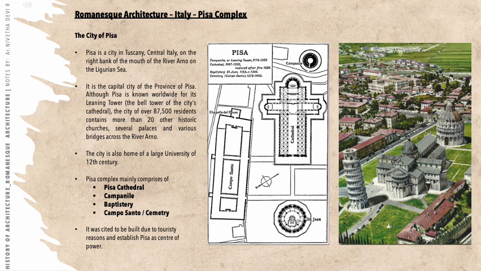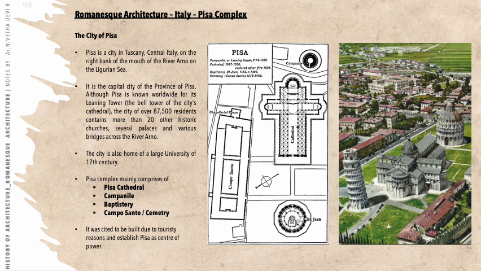The city of Pisa. Pisa is a city in Tuscany, Central Italy, on the right bank of the mouth of the river Arno on the Ligurian Sea. It is the capital city of the province of Pisa. Although Pisa is known worldwide for its leaning tower, the bell tower of the city's cathedral, the city of over 87,500 residents contains more than 20 other historic churches, several palaces and various bridges across the river Arno. The city is also home of a large university of the 12th century.